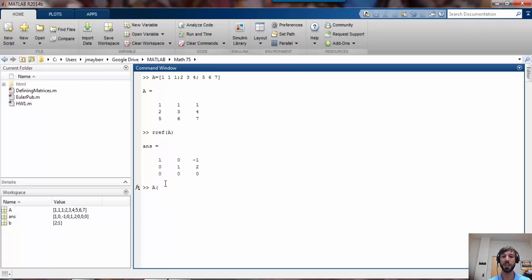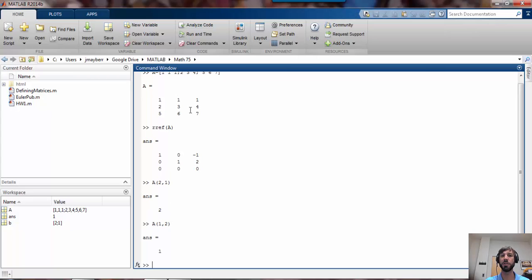So for example, if I want the element of A in the second row and first column, I would enter A(2,1), giving me this 2 right here. Whereas if I wanted the element in the first row and second column, I would put A(1,2), which would give me this 1 right here.